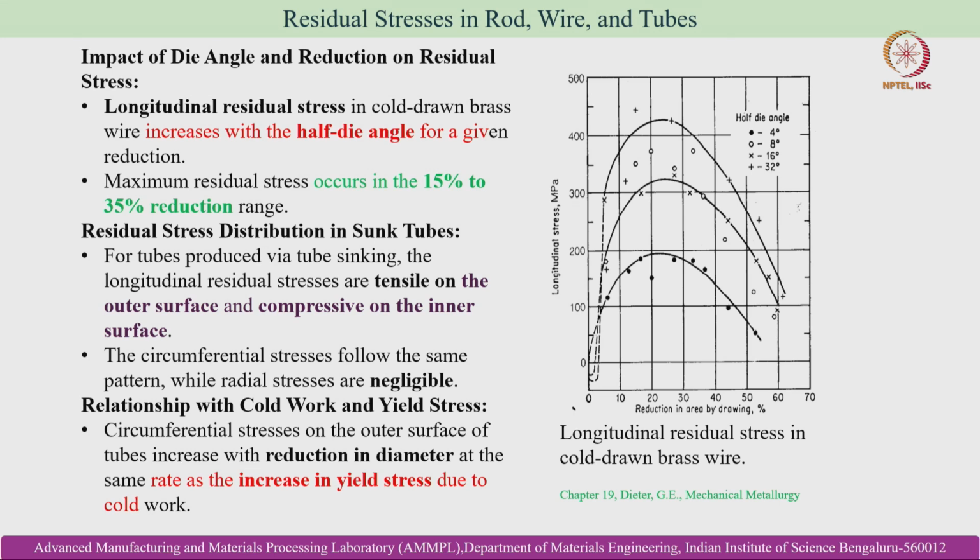And then residual stress distribution in sunk tubes. For tubes produced by tube sinking, the longitudinal residual stresses are tensile on the outer surface and compressive on the inner surface, and the circumferential stresses follow the same pattern as the longitudinal stresses, like we have discussed earlier. Radial stresses become negligible. Then the relationship with cold work and yield stress: the circumferential stresses on the outer surface of the tube increase with reduction in diameter at the same rate as the increase in yield stress due to cold work.